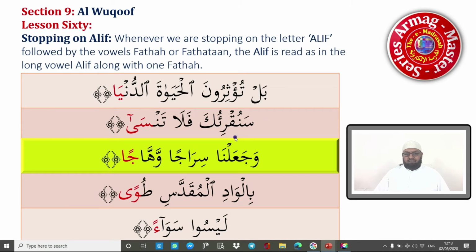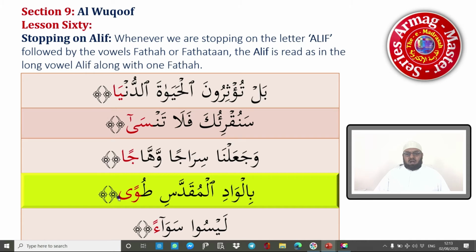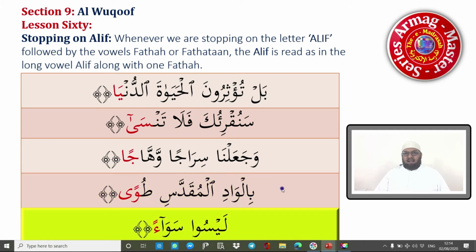Okay? Here again we have alif al-maqsura coming after fathatan, which is one. So if we remove one, it will remain with us as wa. So the whole word goes tuwa. The ayah goes, bil wadil muqaddasi tuwa. Okay? And not tuwan.